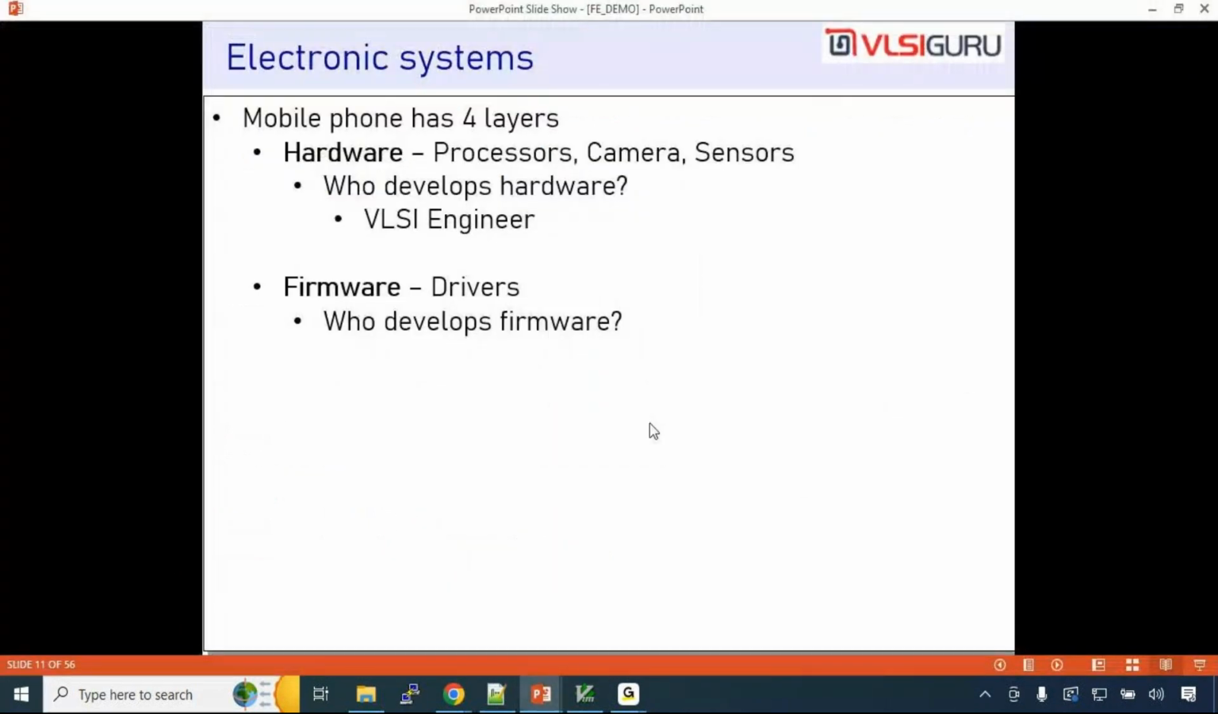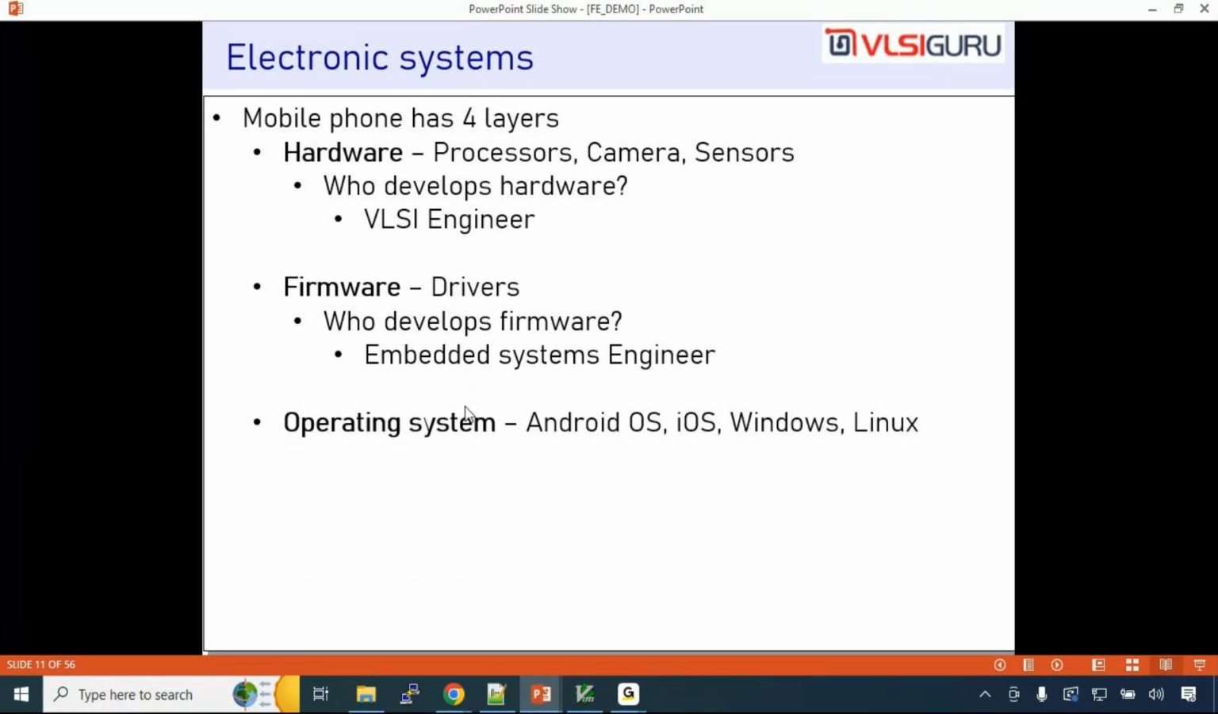Going back here, who develops these drivers? Tell me. That person is called an embedded system engineer. So this is the difference. The person who develops the hardware is called a VLSI engineer. The person who develops the firmware is called an embedded system engineer. Then on firmware, what is there? Operating system. Examples are what? Android OS, iOS, Windows, Linux. The person who develops the operating system is the software engineer.